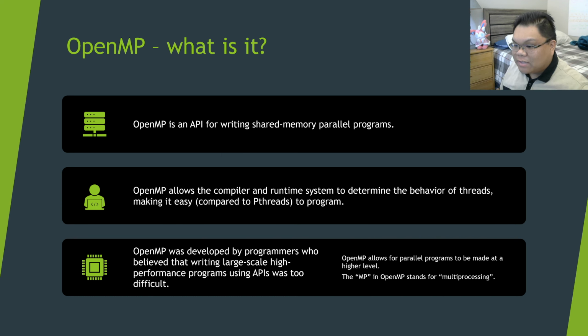We say that this is being done at a high level compared to, say, low level. We're going to look at pthreads later on, but basically what OpenMP lets us do is easier compared to, say, pthreads. OpenMP was developed by programmers who believed that writing large-scale, high-performance programs using a low-level API was too difficult. So, as I said, OpenMP allows for parallel programs to be made at a higher level. Oh, and the MP stands for multiprocessing.